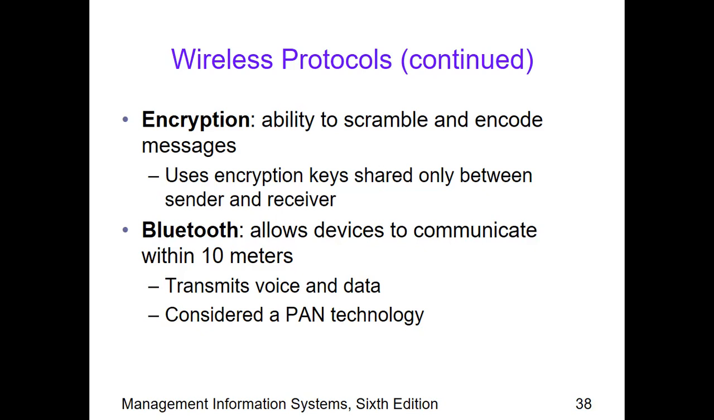Another one would be Bluetooth. This allows devices to communicate within 10 meters, and this can also enable exchange of information. It transmits voice and data. That's very true, and it is considered a PAN technology. What is PAN? That's personal area network that we discussed in our part one. Make sure again to check that one.